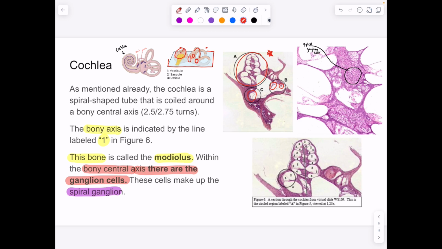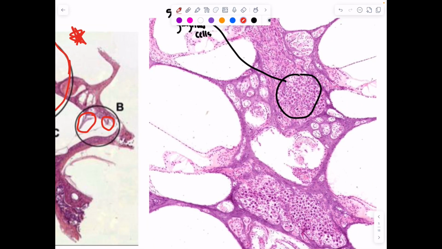All right, so starting with the osseous labyrinth, osseous means bone. The first thing to know is that labeled 1 right here, this whole portion that you can see sort of spiraling around, is all going to be bone. This is our bony axis, and it's called the modiolus. You can see a little bit better here. This is all bone.